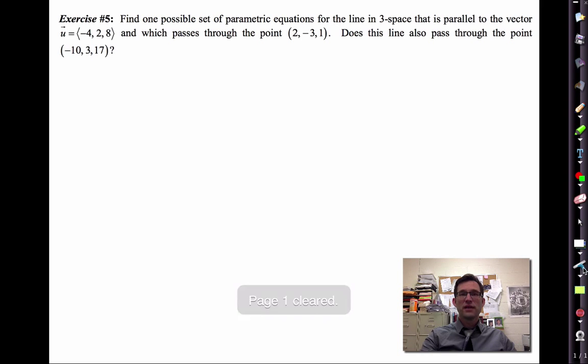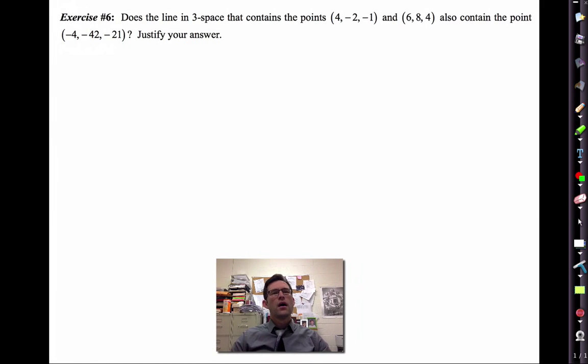Okay, let's go on and do the last problem. Exercise 6. Does the line in 3 space that contains those 2 points also contain that third point? Justify your answer. Again, based on the previous problems, I think you have everything you need for this. So pause the video now and see what you can do. All right, let's take a look. Again, lots of different ways to do this.